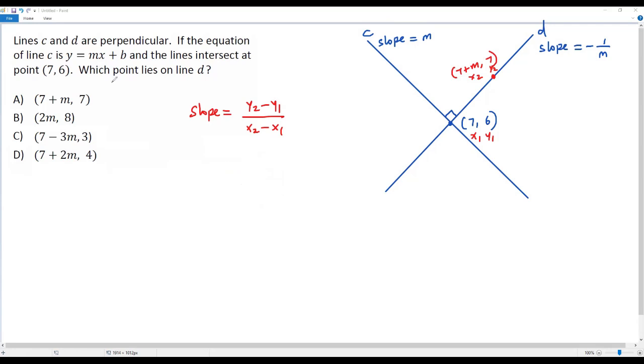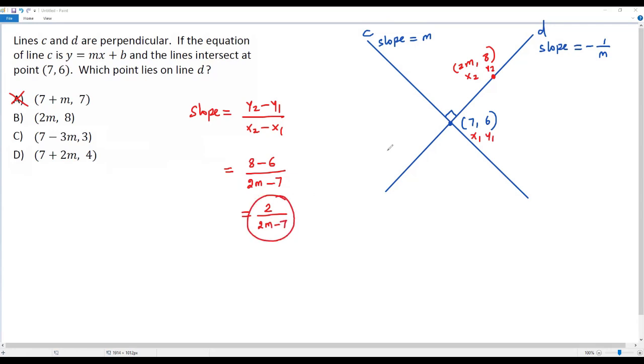Okay, now let me erase the stuff over here. Let's reject answer choice A. Now let's verify the point in answer choice B. Let me take this point on line D, that is (2m, 8). Already we have taken the first point as x1, y1, then this has to be x2, y2. Let's find the slope using the same formula. For y2 we have 8 and for y1 we have 6. For x2 we have 2m and for x1 we have 7. Okay, 8 minus 6 is 2, and here the denominator cannot be simplified anymore. We have to write it as it is.